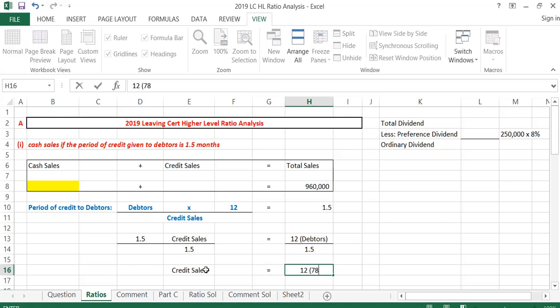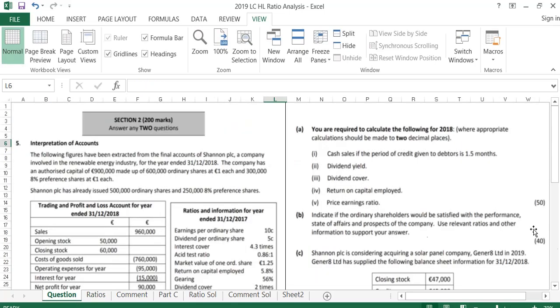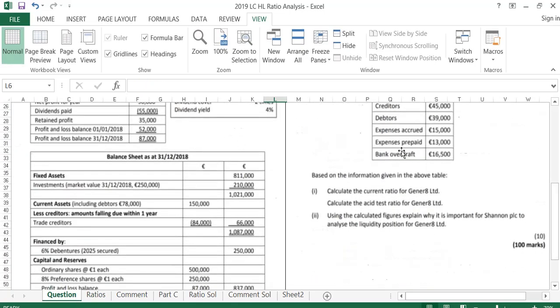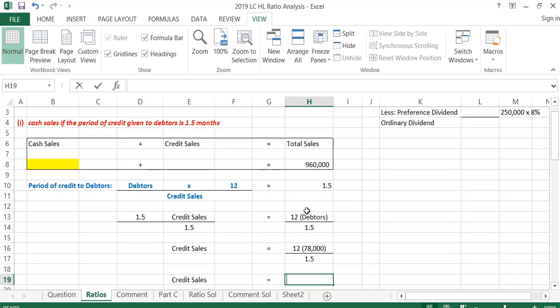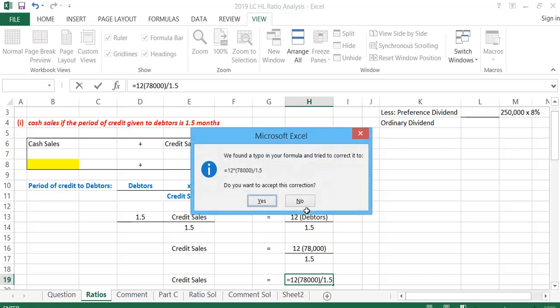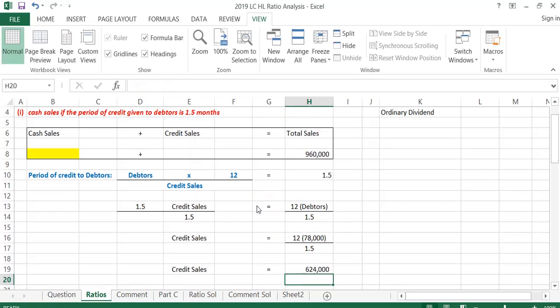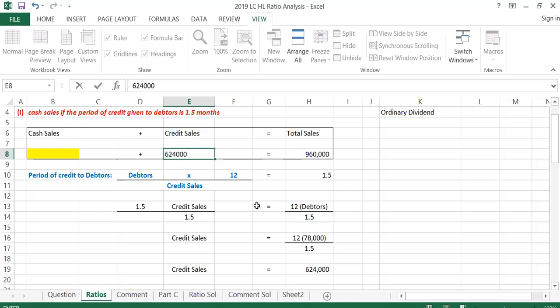From the question, I can see the debtors are 78,000. I'm getting the 78,000 from the balance sheet here. Debtors are 78,000, and that is divided by 1.5. So my credit sales work out to be 12 times 78,000, and then divide that by 1.5, which works out to be 624,000. So now I've worked out credit sales to be 624,000.